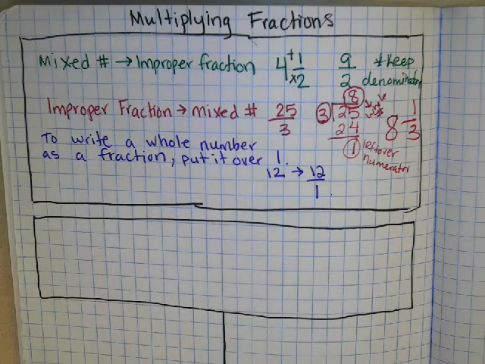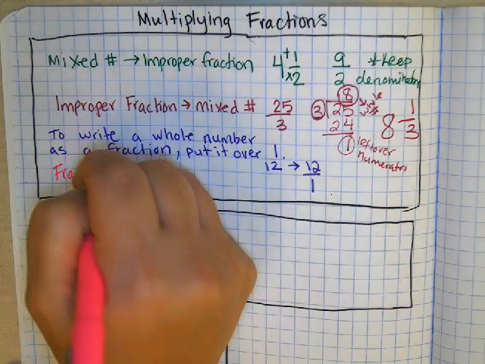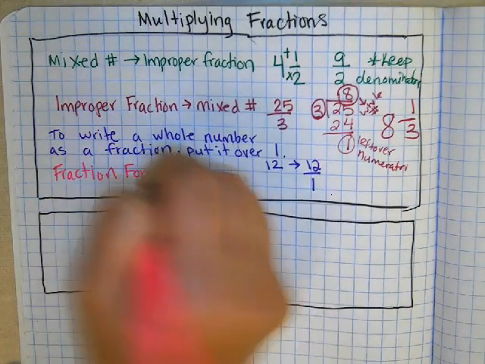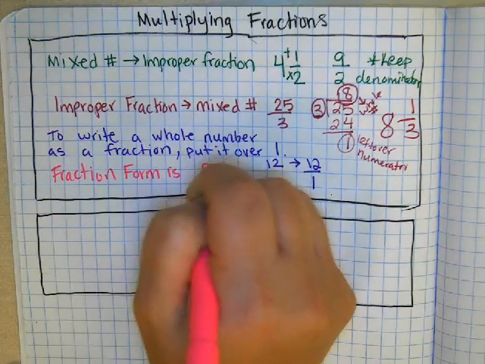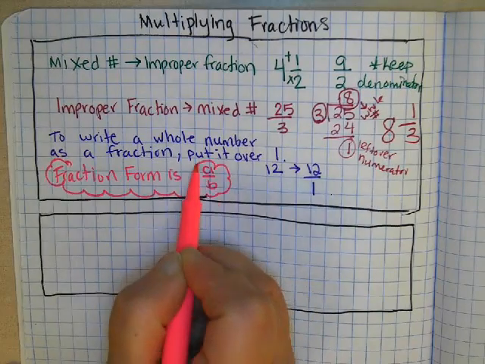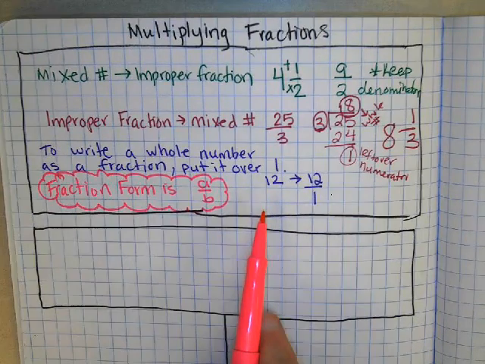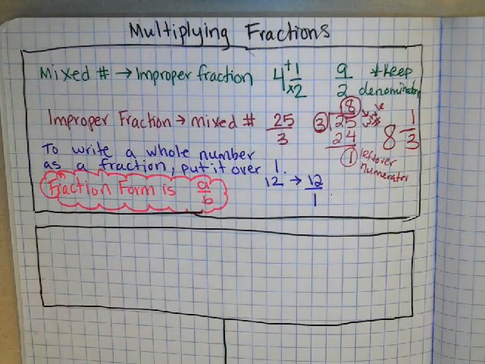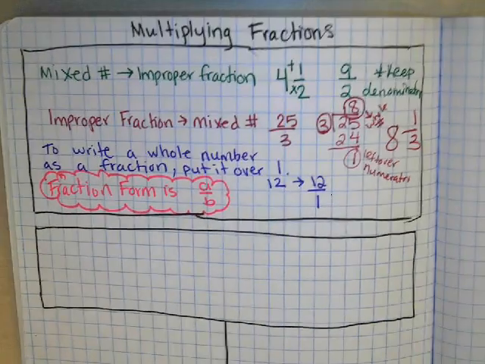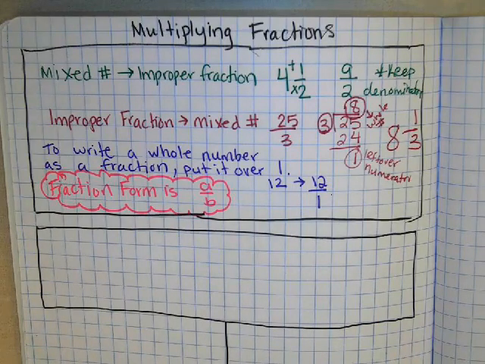And don't forget, fraction form is A over B. So fraction form means we have a numerator and a denominator. So 12 would not be in fraction form, so to put that whole number in what's called fraction form, we must put it over 1. So once again, anytime in this video, if you need to pause it to finish writing, don't forget you can press pause.